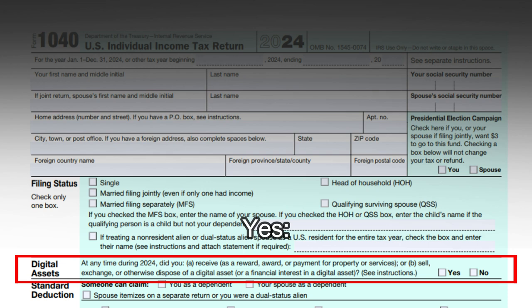If you checked yes, you will likely need to complete Schedule 1, additional income and adjustments to income, and possibly other forms depending on the nature of the transaction, like Schedule D for capital gains. No, if you didn't do anything related to digital assets, check no.